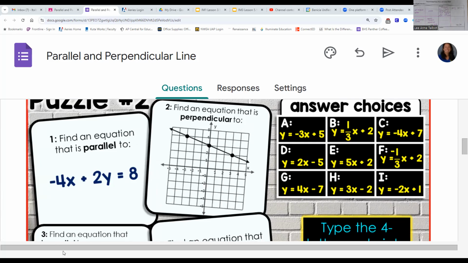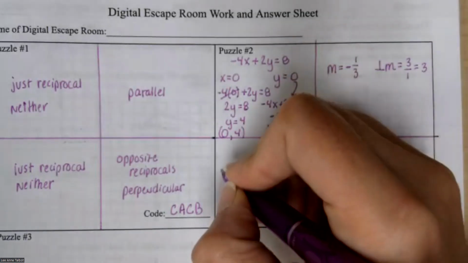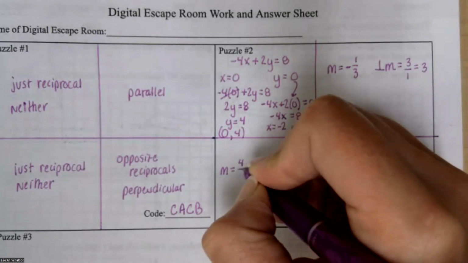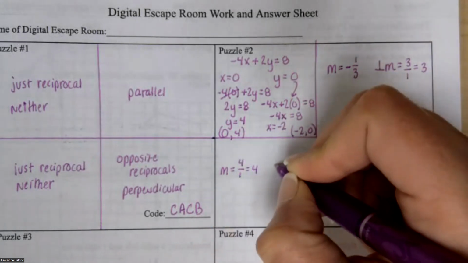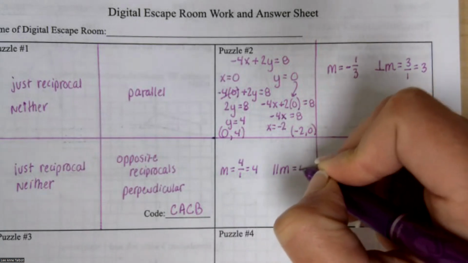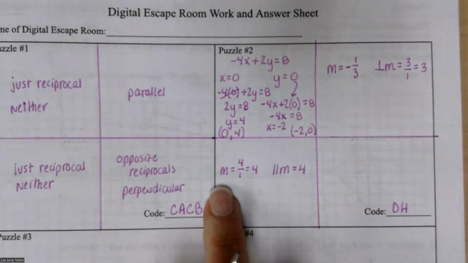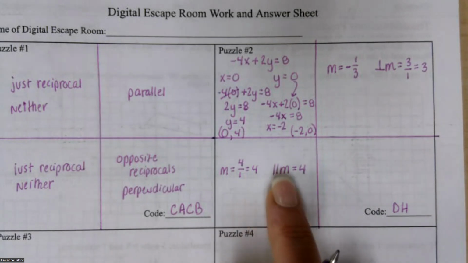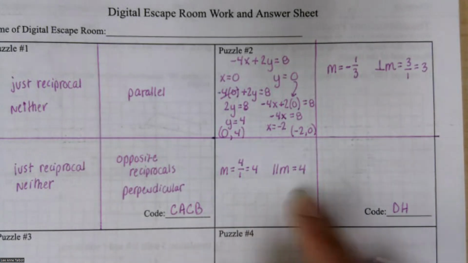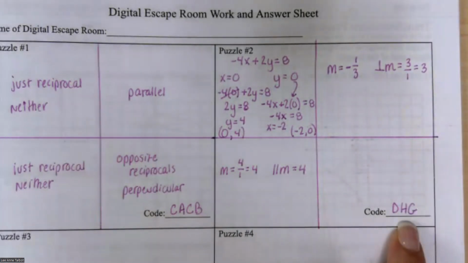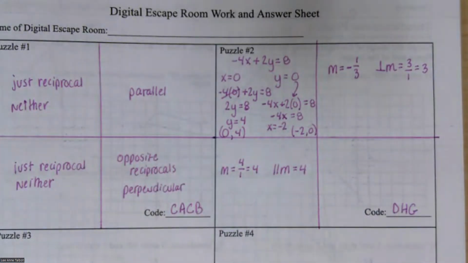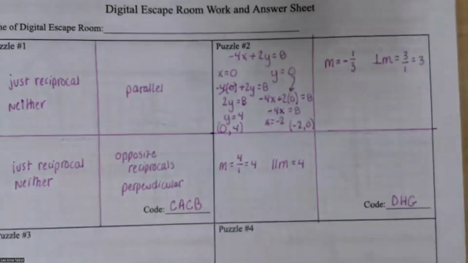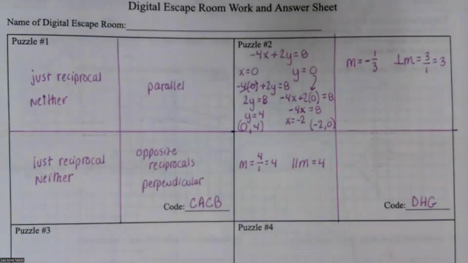Okay, so this is how I want you to write it. Hopefully this is how you wrote it. The slope is 4/1, which is 4. And the parallel slope to that is also 4, which was equation G. Okay, now we're to the spiciest one of the whole digital escape.